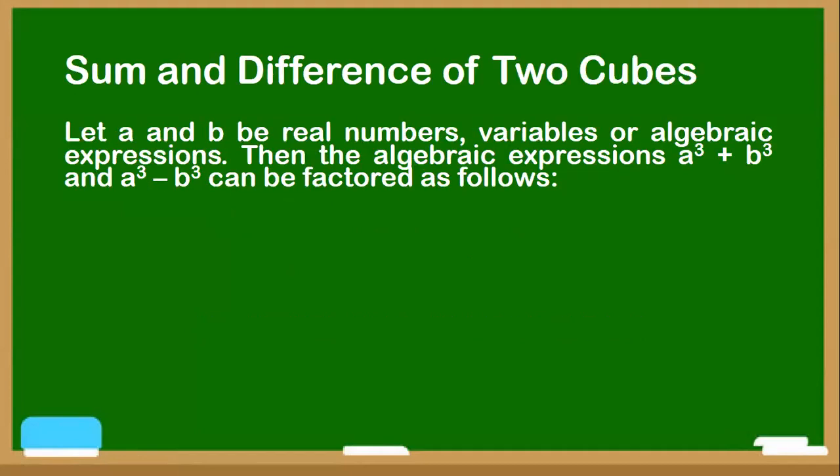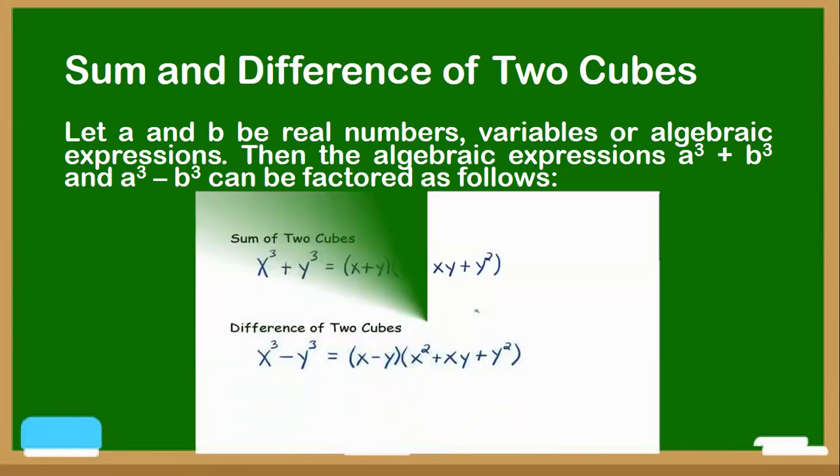Okay, so for the sum and difference of two cubes, we let a and b be real numbers, variables, or algebraic expressions. Then the algebraic expressions a cubed plus b cubed and a cubed minus b cubed can be factored as follows. Sum of two cubes: x cubed plus y cubed.